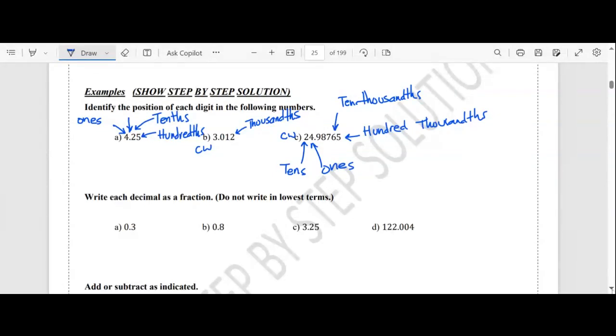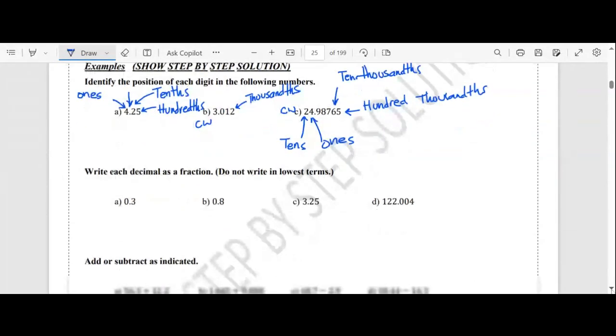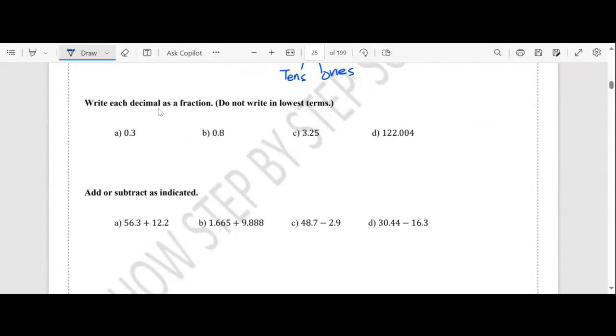All right, let's go to the next one. Write each decimal as fractions. So we are writing from decimal to what? To fraction. So I have 0.3, and he said, do not write in lowest terms. Means don't simplify. That's what it means. So let's try this one. So this one would be what? 3 over 10. Good. Can you do the second one? Do the next one, inside your notebook.